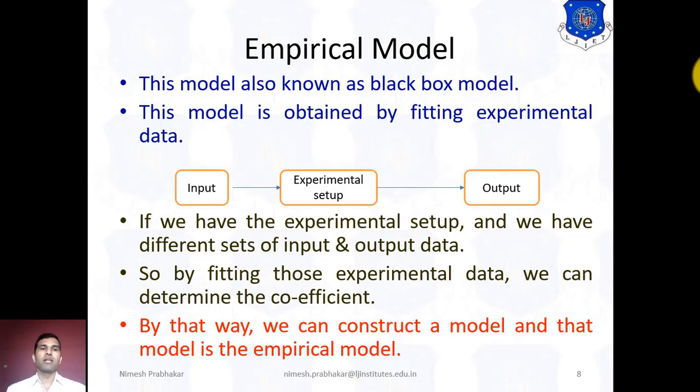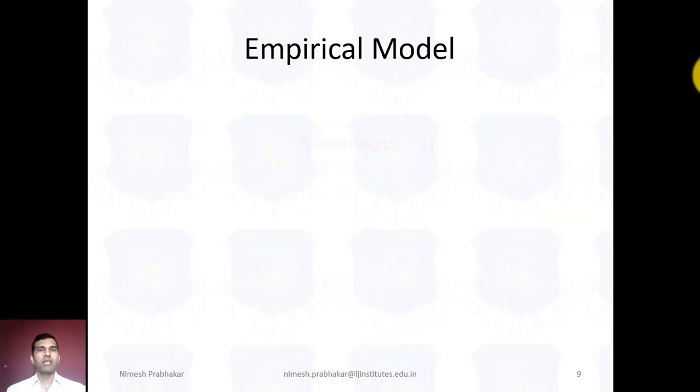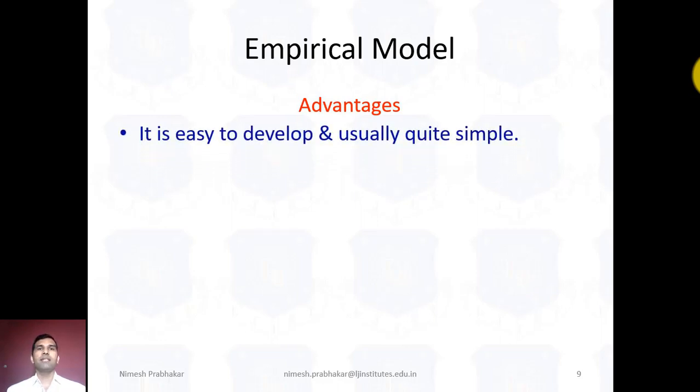So this is the definition of empirical model. Now we see the advantages of empirical model. The first advantage is it is easy to develop and usually quite simple. As compared with the theoretical model, it is really very easy to develop and very simple, because we do not require lots of calculation that is required in the theoretical model. So this is the first advantage of this model.